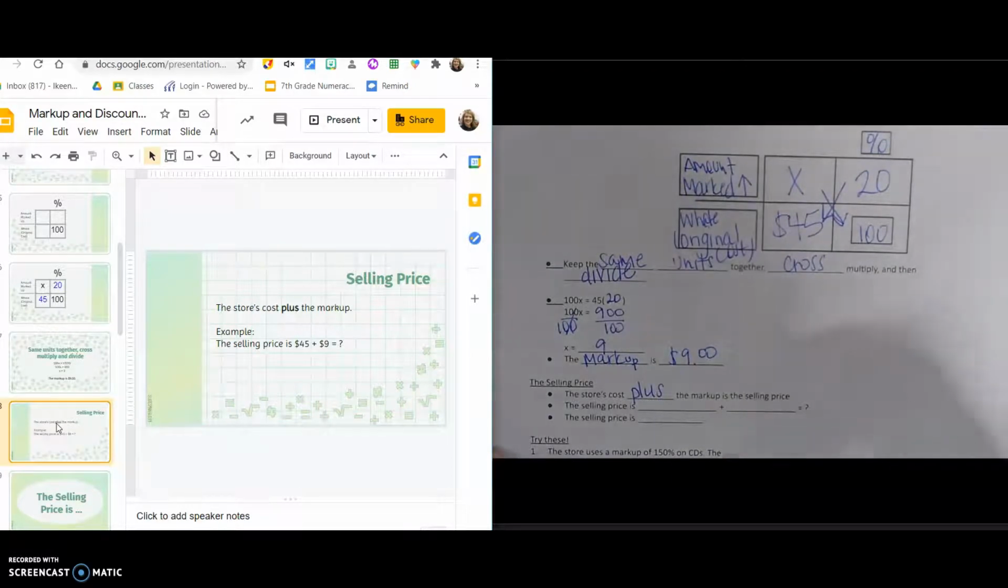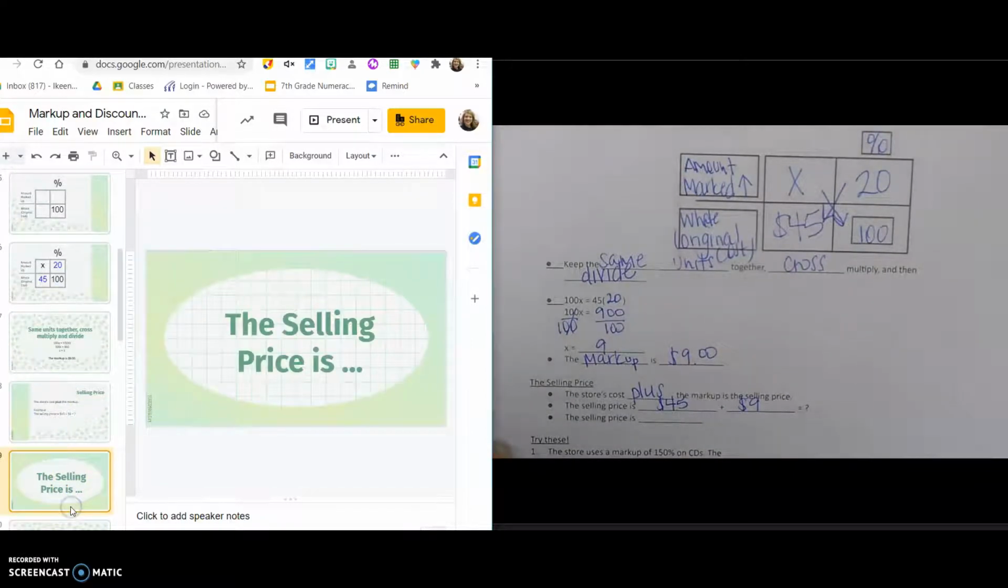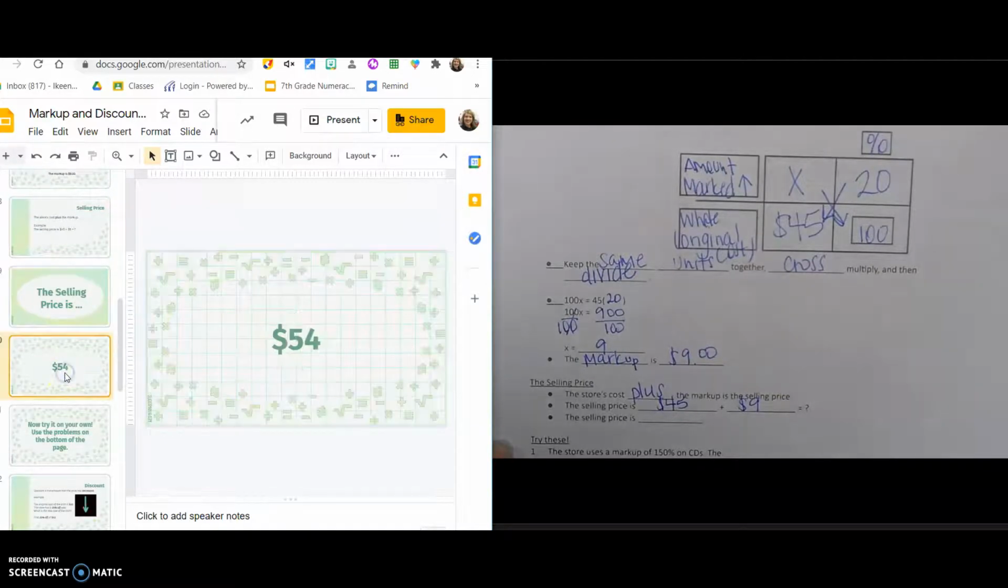So for example, the store's cost plus the markup is the selling price. The selling price is $45 plus that $9 markup. So the selling price is 45 plus 9, which means that the selling price is $54.